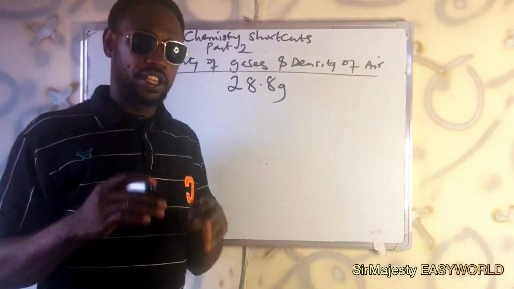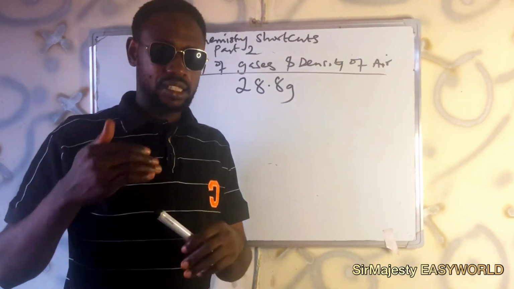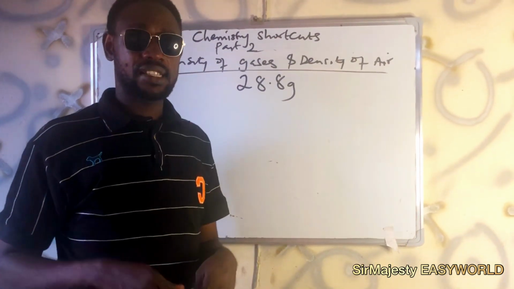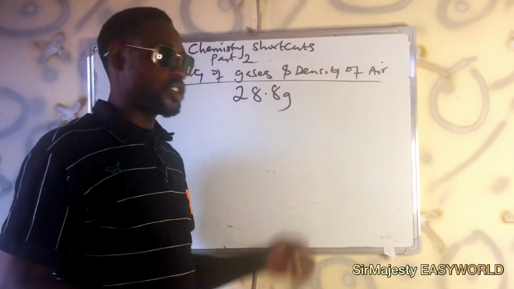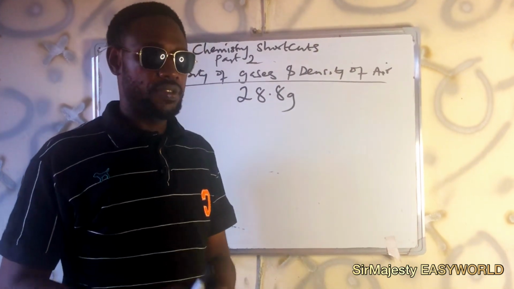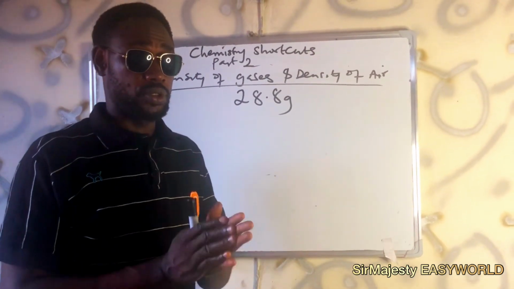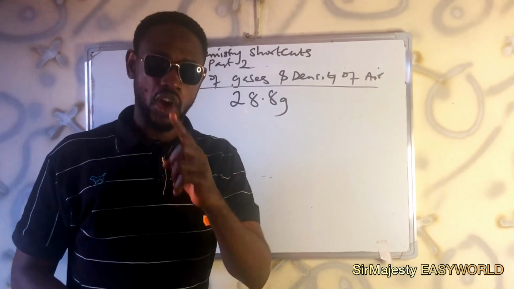Therefore, if they give you any gas, if the molar mass of that gas is lower than this number, the gas is lighter than air. But if the molar mass of that gas is higher than 28.8, that gas is heavier than air. So you save your time memorizing. Simple. What you have to do now is just say 28.8, and that is the density of air.